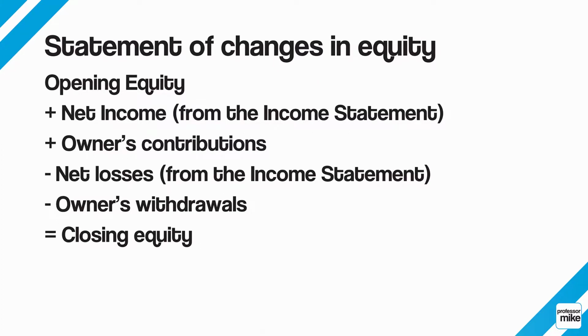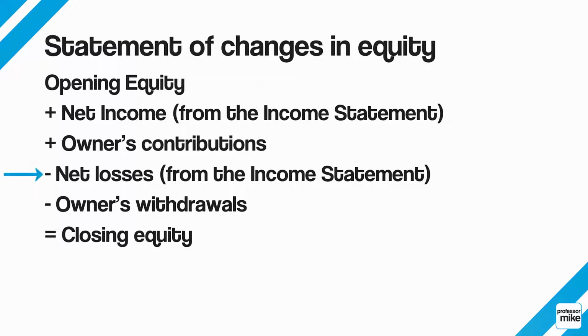Now, a statement of changes in equity looks a little like this. We start off with our opening equity. How much equity did we have at the beginning? We then add our net income from the income statement. That's why we make that one first. And we add the owner's contributions. So, what did we start off with equity? How much did the company add to our equity through net income? How much did we add to our company through owner's contributions?